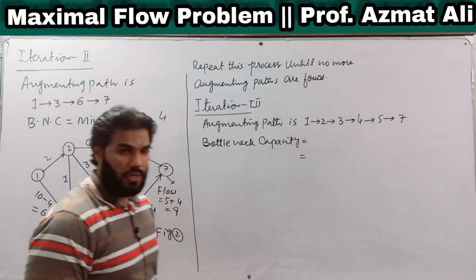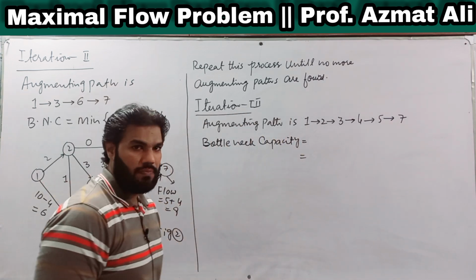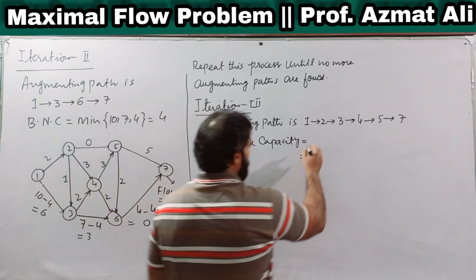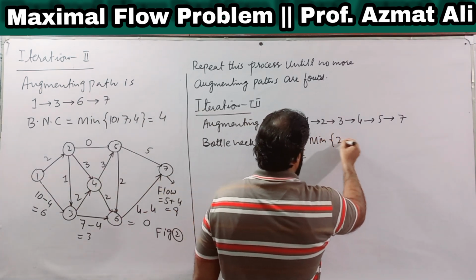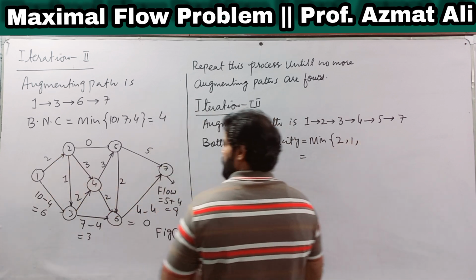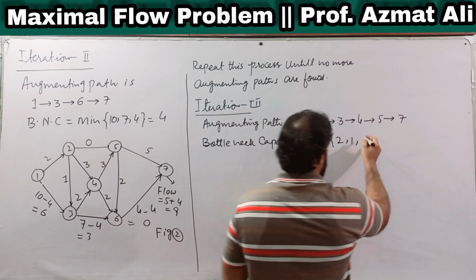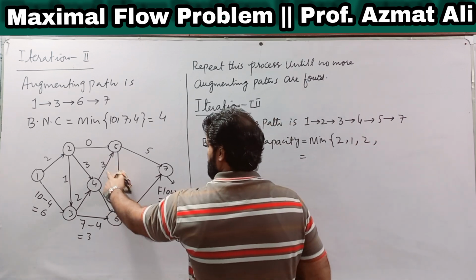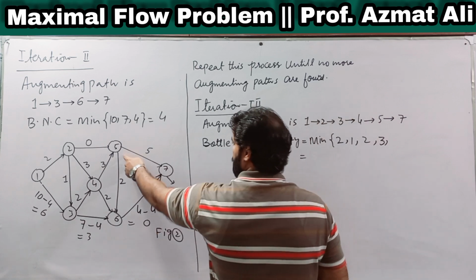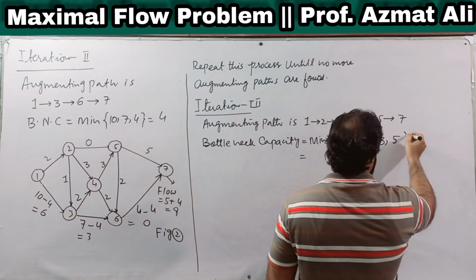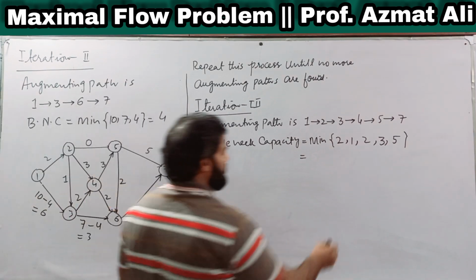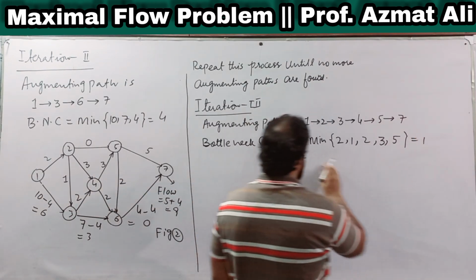Now this path has a bottleneck capacity. From node 1 to node 2, 2 units capacity. From node 2 to node 3, 1 unit capacity. Node 3 to node 4, 2 units. Node 4 to node 5, 3 units capacity. And from node 5 to node 7, 5 units capacity. What is the minimum? Minimum is 1. So the bottleneck capacity is now 1.